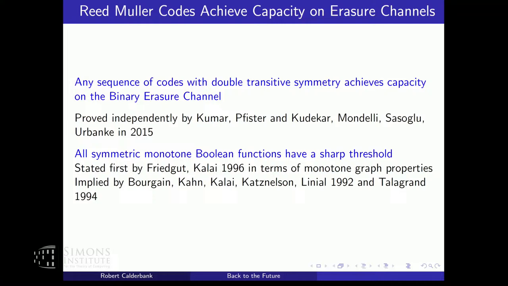And you can think about the equivocation of each variable. Now, one of the wonderful properties of the symmetry of Reed Muller codes is that that equivocation function doesn't depend on the bit you chose. And so that, in combination with this result here about symmetric monotone Boolean functions having a sharp threshold, gives you the result that these Reed Muller codes achieve capacity on the binary relationship.